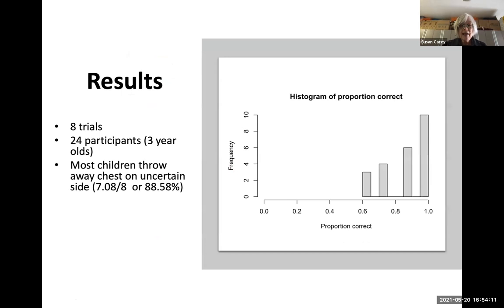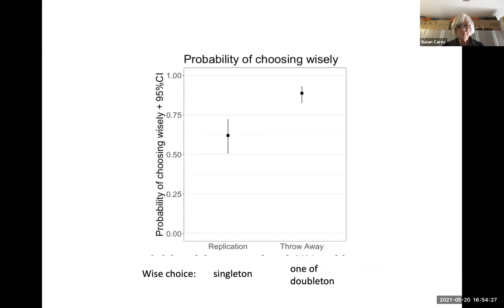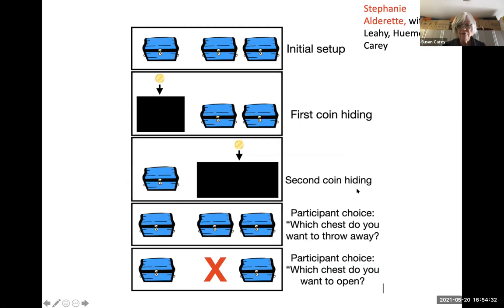But look, that's also the response you would get if you had modal concepts. That's what adults would do too, throw away from that side. So maybe this task somehow just brought out the modal concepts they have. A final experiment to rule out that possibility replicates the throwing away result and then asks at the end, so you've thrown away one, and what you have there is an X on the screen where that one was, so the child can remember which was from the doubleton side and which was from the singleton side, okay?